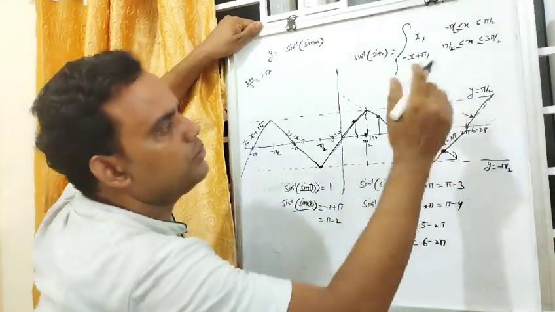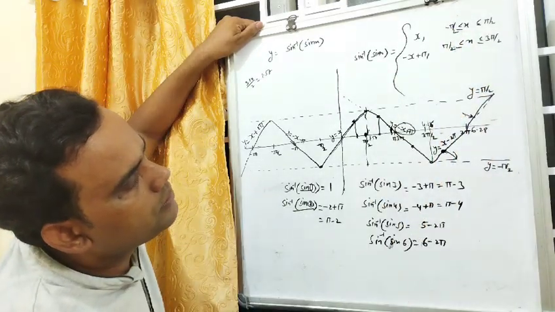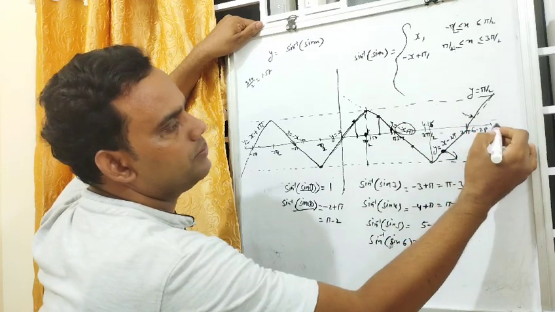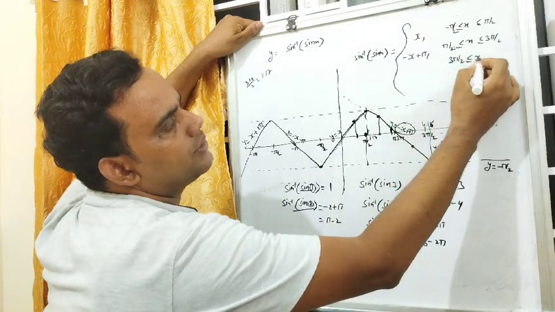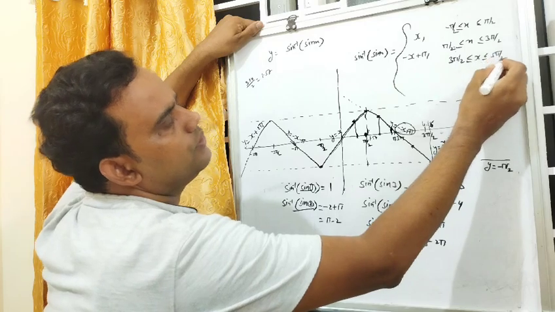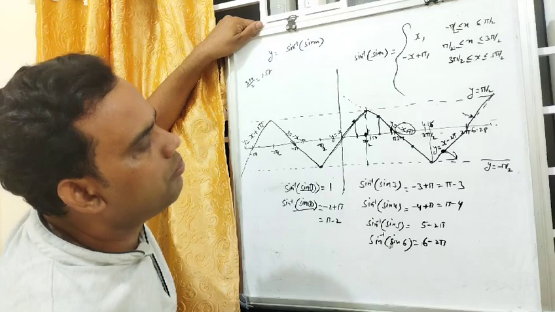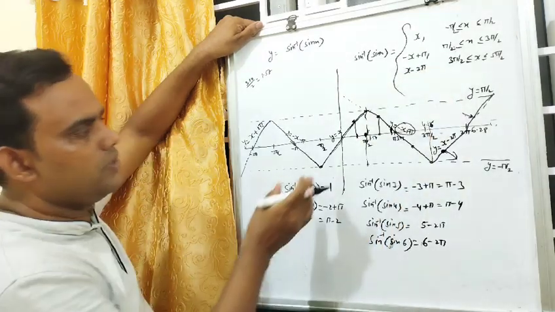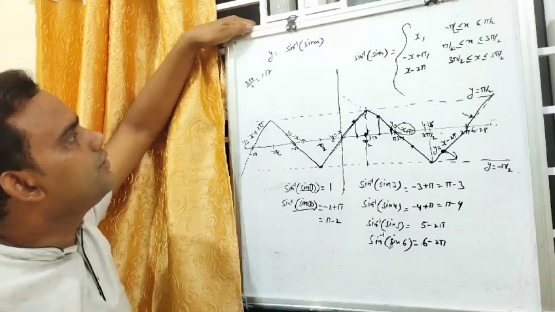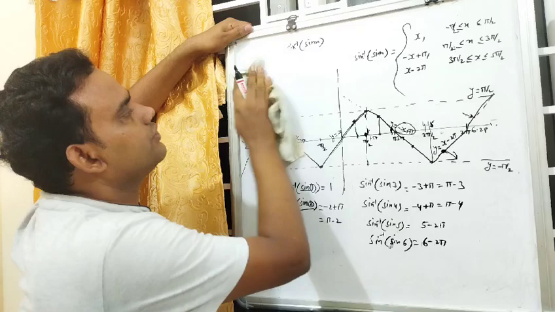Similarly, 3 pi by 2 to 5 pi by 2, this is the 5 pi by 2. So when x is between 3 pi by 2 and 5 pi by 2, this is nothing but x minus 2 pi. Similarly, this side also. Now we go to y equals cos inverse of cos x.